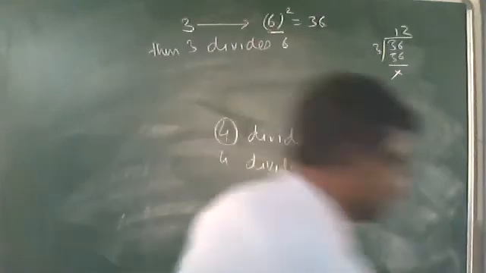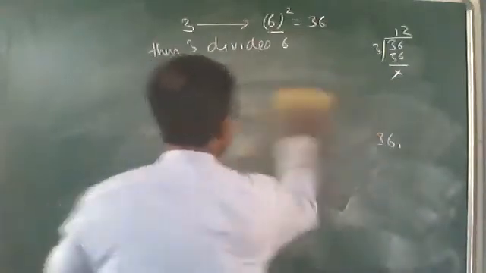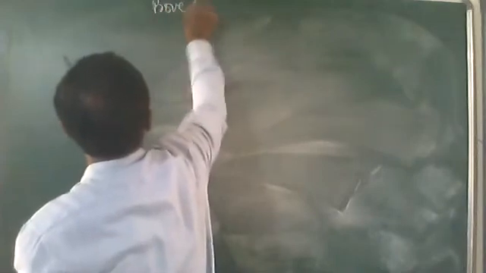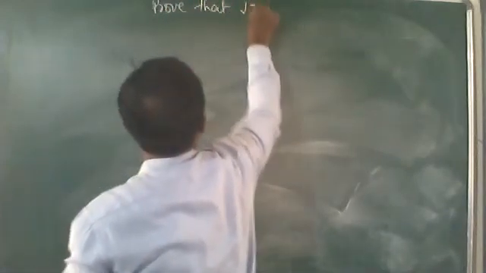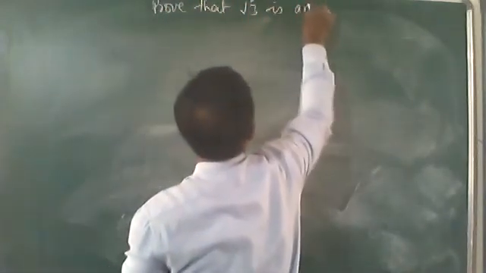Now after that, we will move to the questions of the exercise. Prove that root 3 is an irrational number.